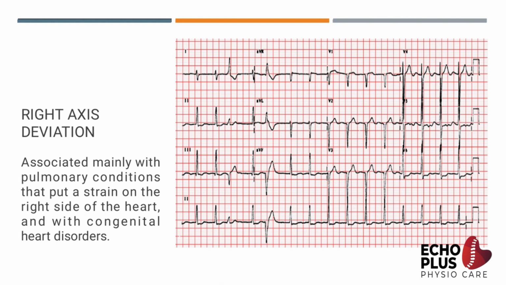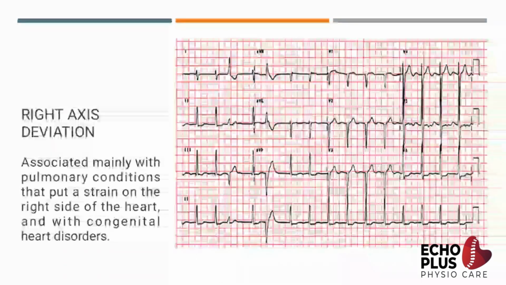Now, let us see what right axis deviation is. For axis deviation, you need to check leads 1, 2, and 3. If lead 1 is in negative polarity, that means if you get a downward wave in lead 1, that indicates right axis deviation. So, what causes this right axis deviation? Is it easy to remember? Right side pathology, secondary to a pulmonary condition, puts a strain on the right side of your heart, and it can also be seen with congenital heart disease.